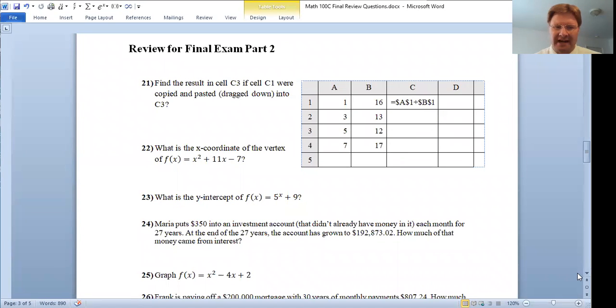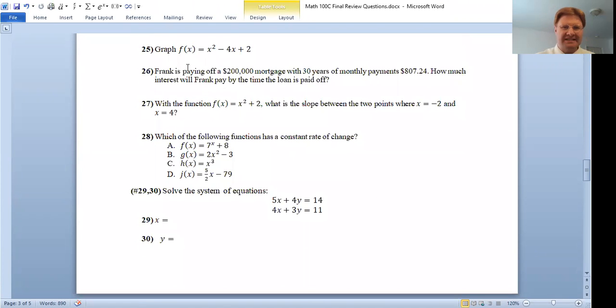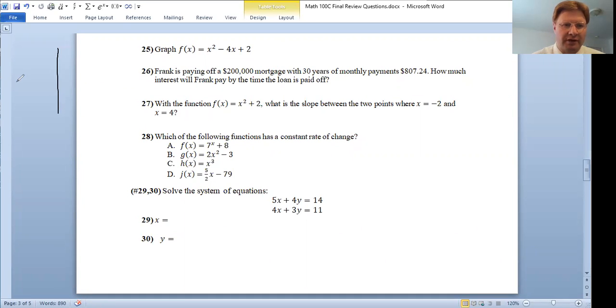Number 25. Ooh, number 25 is a graph. And this is an x squared, so this is a parabola. So this means we're going to have, let's do it over here. We've got to find the y-intercept. That's a nice one. That's (0, 2). We stick in 0, we get 2 out. But for the vertex, we do negative b over 2a. So that's negative 4 over 2 times 1. That's positive 4 over 2, which is 2.